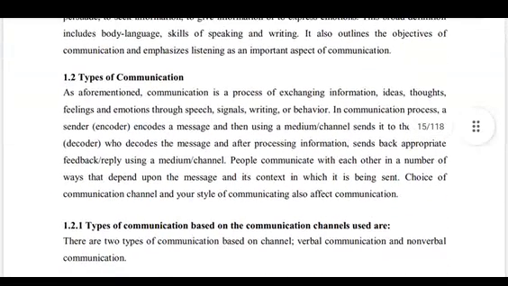But we can also say that communication is a process of exchanging information, ideas, thoughts, feelings and emotions through speech, signals, writings or behavior. Therefore, we have noted that communication is a process that includes the person who is sending the message, who is also referred to as the encoder, who sends a message through a certain media or channel to the person who is receiving, whom in this case we refer to as the decoder. And that message must have information in it. And of course, after receiving the information, we must have a reply.